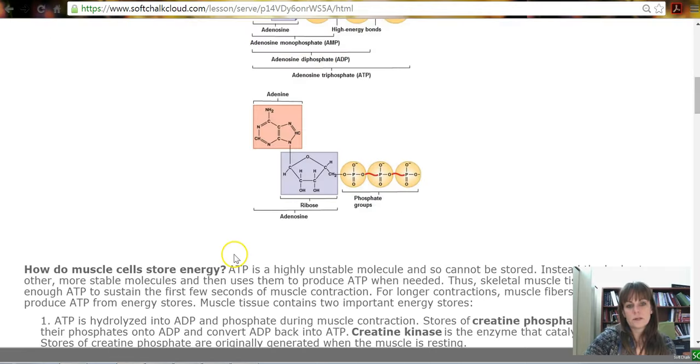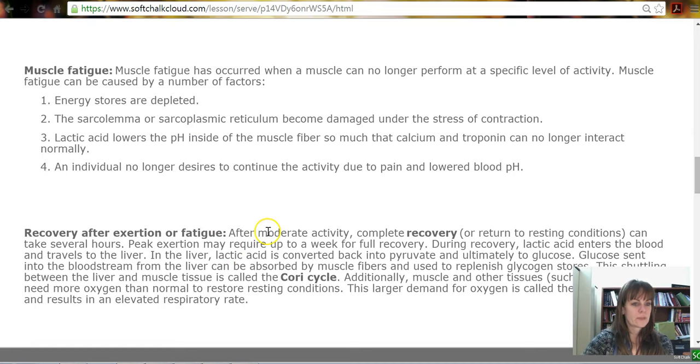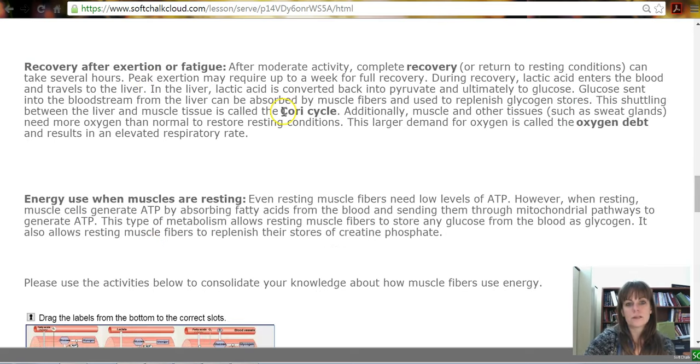So your homework lesson is going to list a few more things. It's going to list some reasons why you get muscle fatigue, which means the muscle can no longer keep doing that level of activity. It talks about recovery after exertion or fatigue. The Cori cycle is part of that, part of replenishing your glucose and glycogen stores. And you're actually going to have an elevated respiratory rate because you have this larger demand for oxygen for a while.